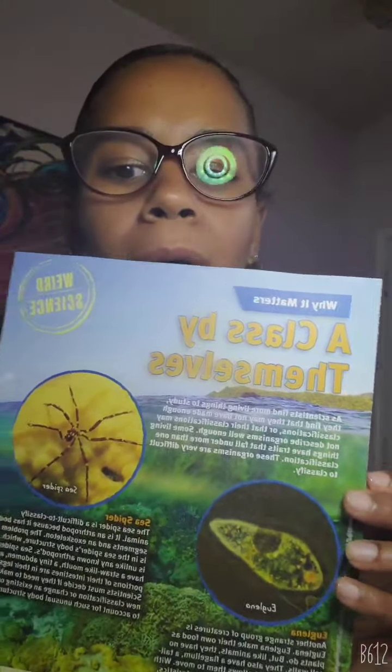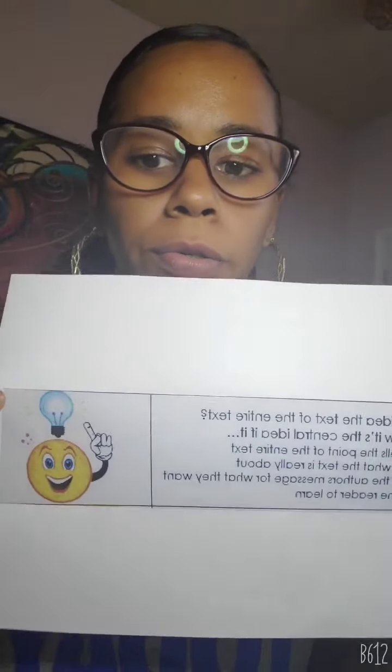But I got something that I will read to you today. My story that I'm going to read to you today is A Class by Themselves. But I want to set our purpose for learning today. In today's lesson, I'm going to pause it and flip the camera so you can really see as I talk. We're going to look at the central idea of the entire text. You're going to know it's the central idea if it tells the point of the entire text. If you can tell the point of the entire text, you understand the central idea.